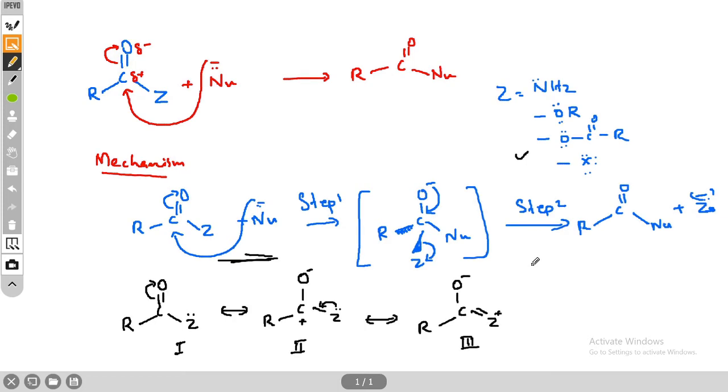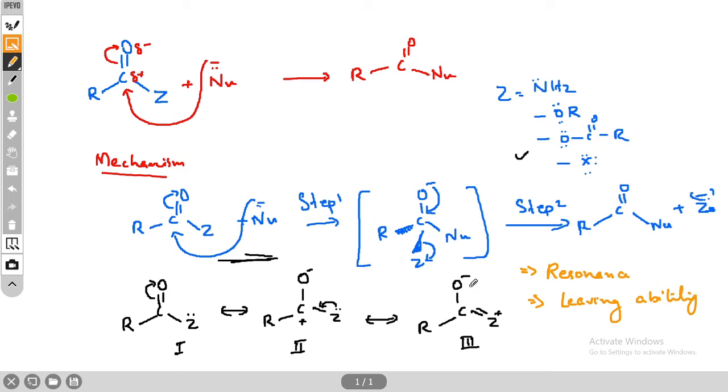So, in short, we can see that the relative reactivity of these different carboxylic acid derivatives depends on 2 factors, that is resonance and leaving ability of this leaving group Z.